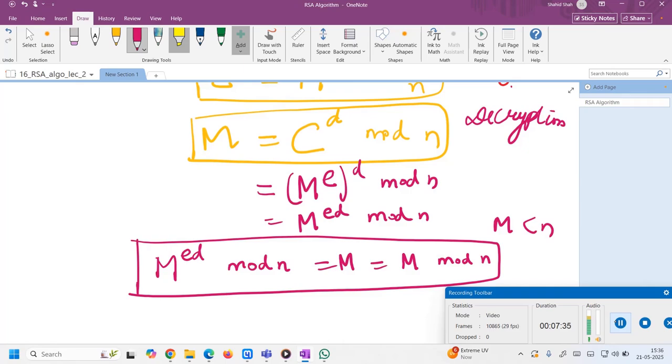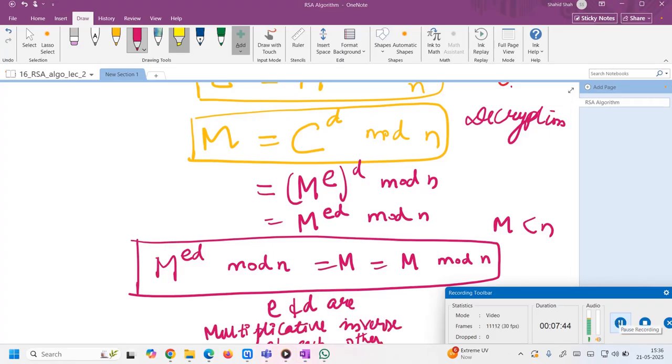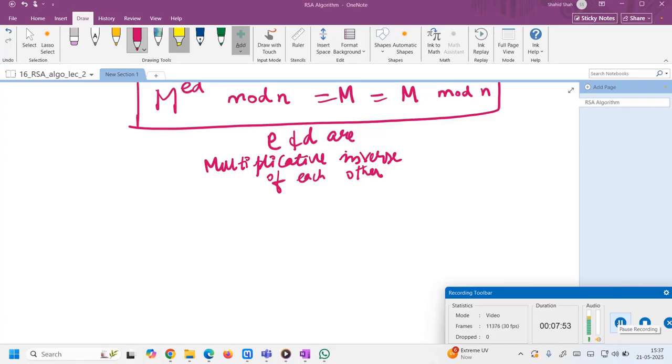From number theory, you know that this means that E and D are multiplicative inverses of each other. The supplementary video on number theory explains this, but let me give one example. You know from basic mathematics that if you have any number x, then its multiplicative inverse y is defined such that if you multiply x and y, the result is 1. In normal numbers like rational numbers, it is very easy. Suppose you have the number 3; its multiplicative inverse is 1 by 3, because 3 into 1 by 3 is 1. Fine.